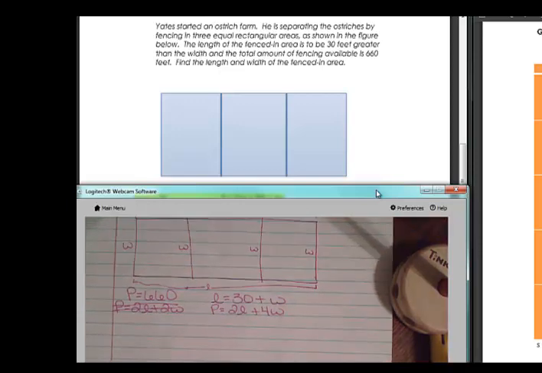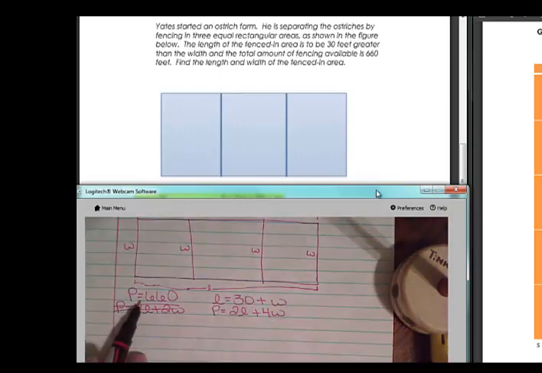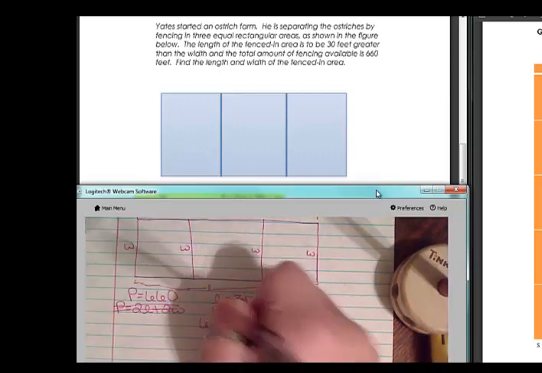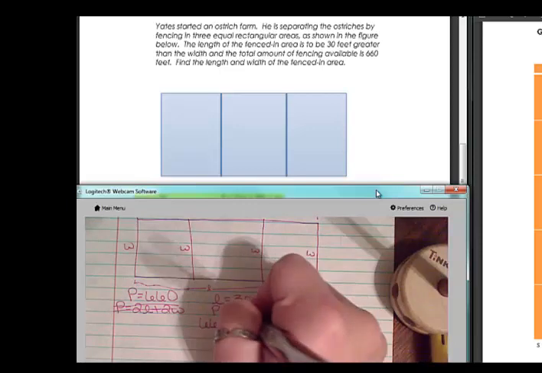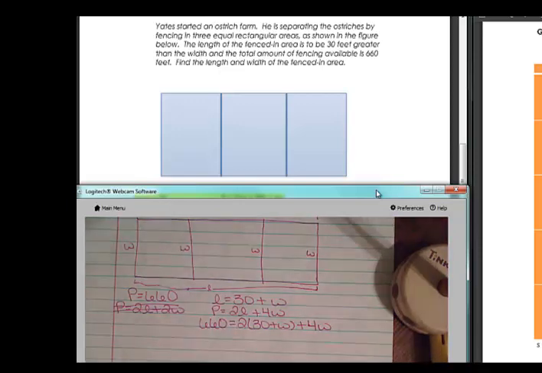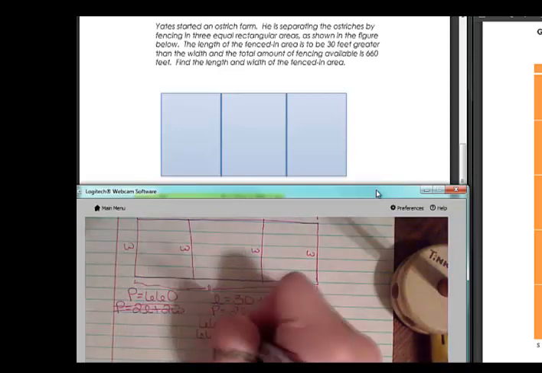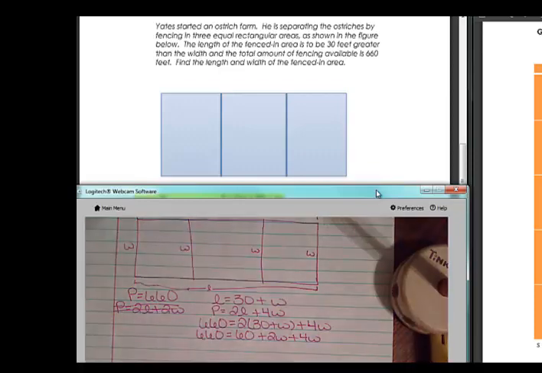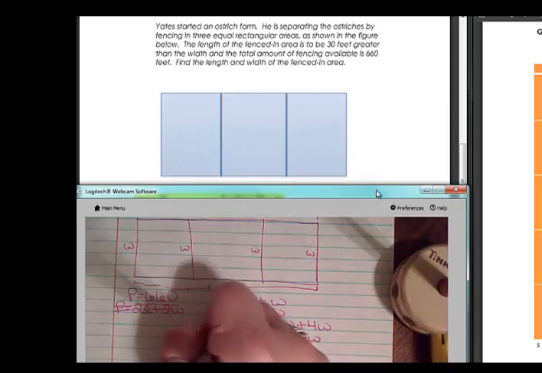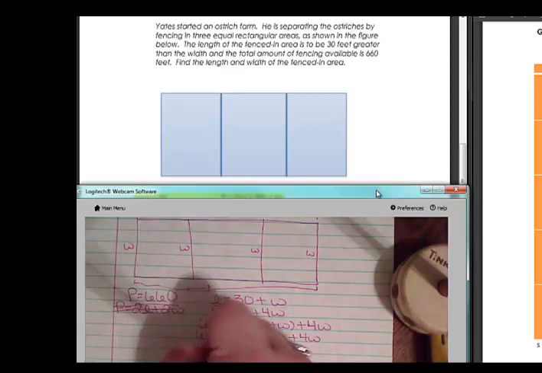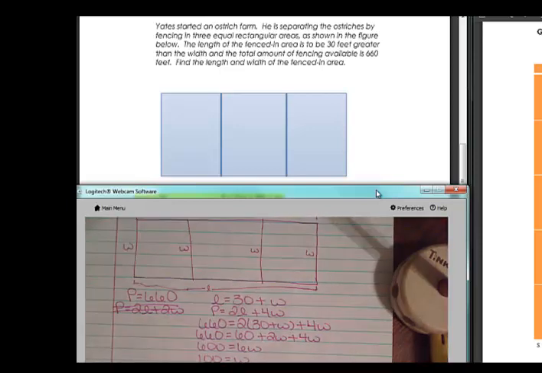So we get to do all the substitution in. Again, we know P is 660, and then our L is the 30 plus W, and then outside of that we'll have plus 4W this time. So you should get 100 equals W.